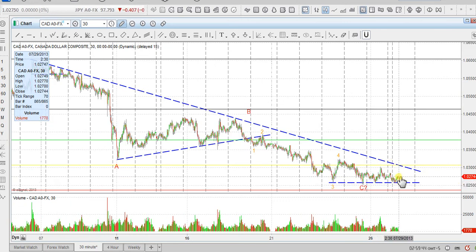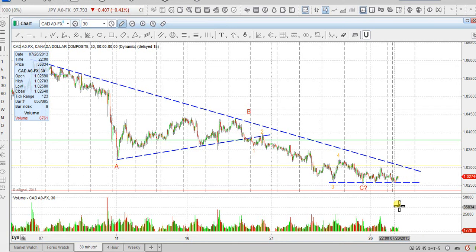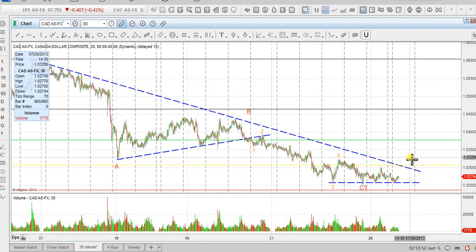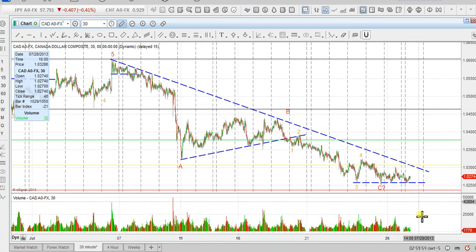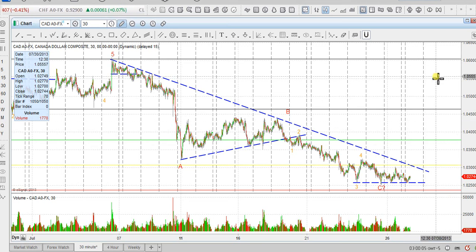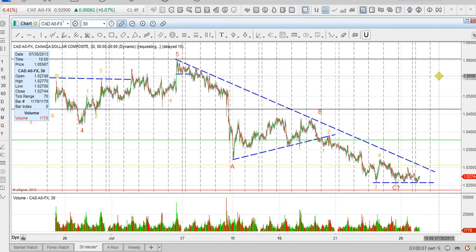That confirmation would just come from the break of this descending trend line. So a break above that 103 area and then we should see this pair push higher. So it's definitely at a good spot to get long right now. Stops below 102.4, and let's look for this pair to push higher and make new highs.